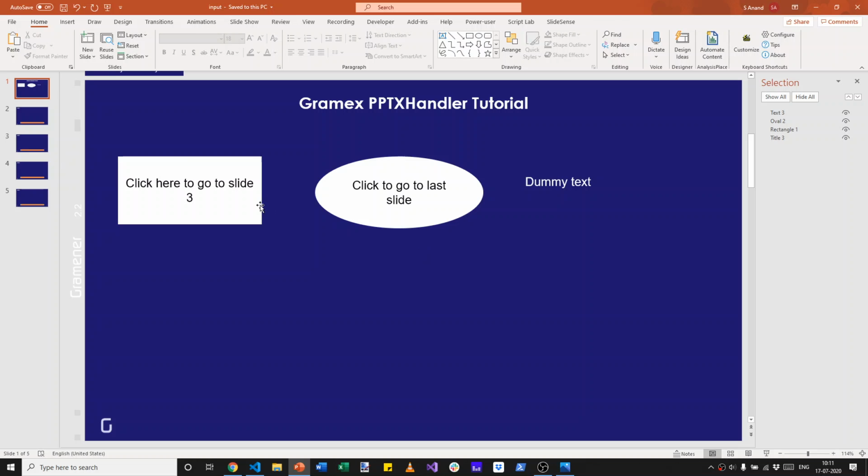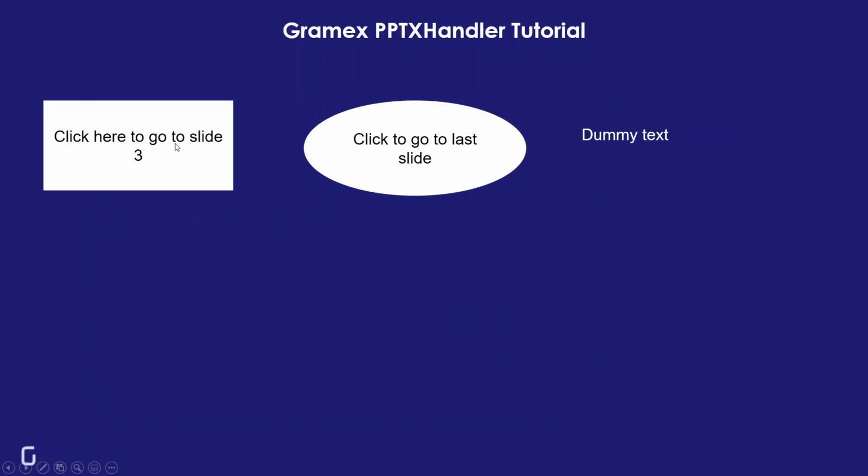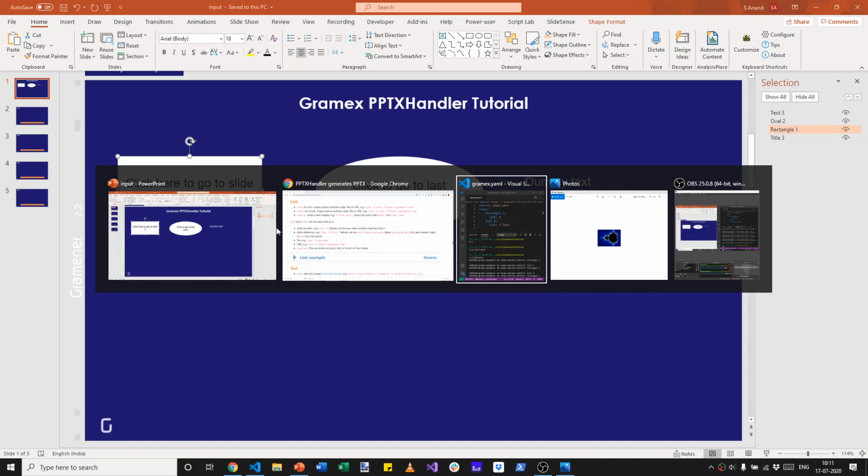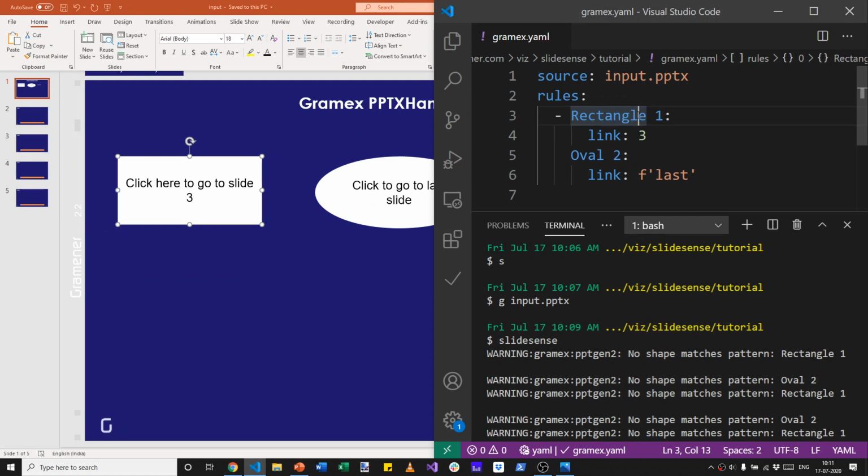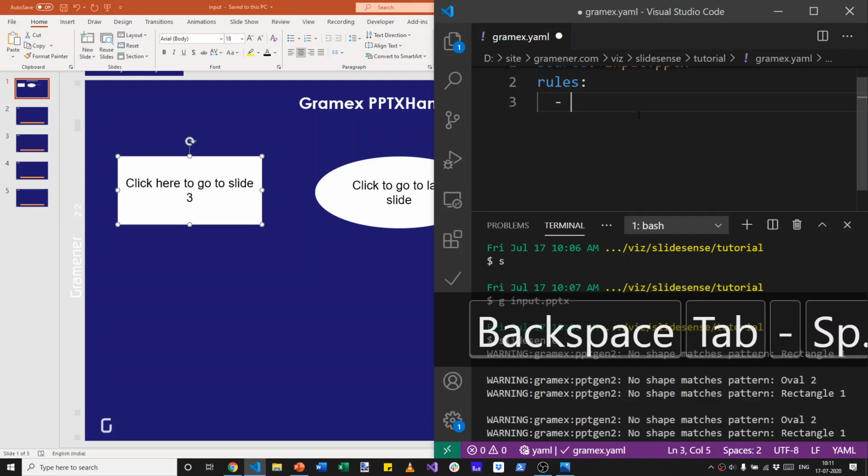We haven't done this yet. Clicking on this particular link doesn't go anywhere, it just goes to the next slide, which is the same as when you click anywhere on the slide. What we'll do is put in a rule. Let me type these rules.